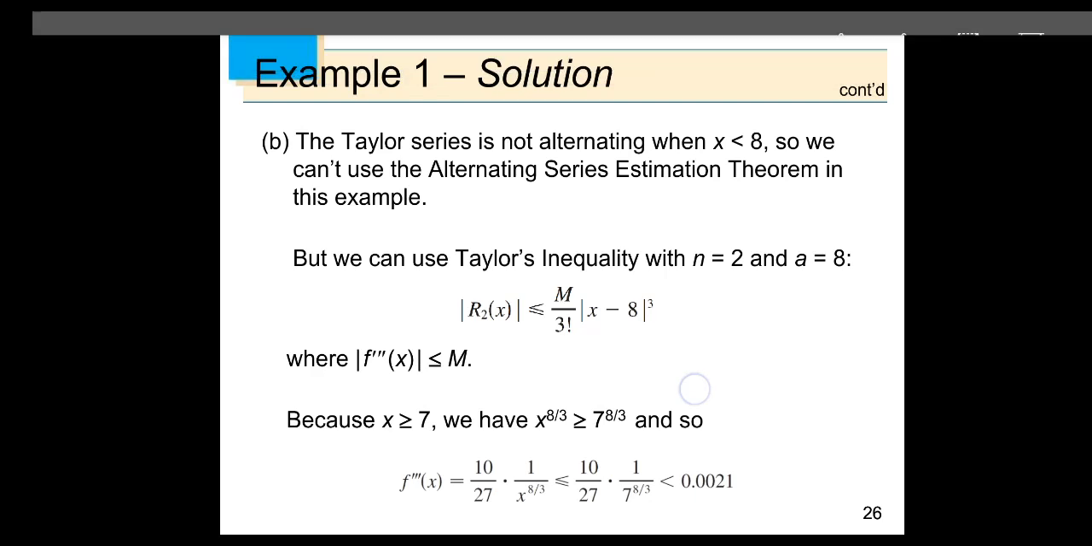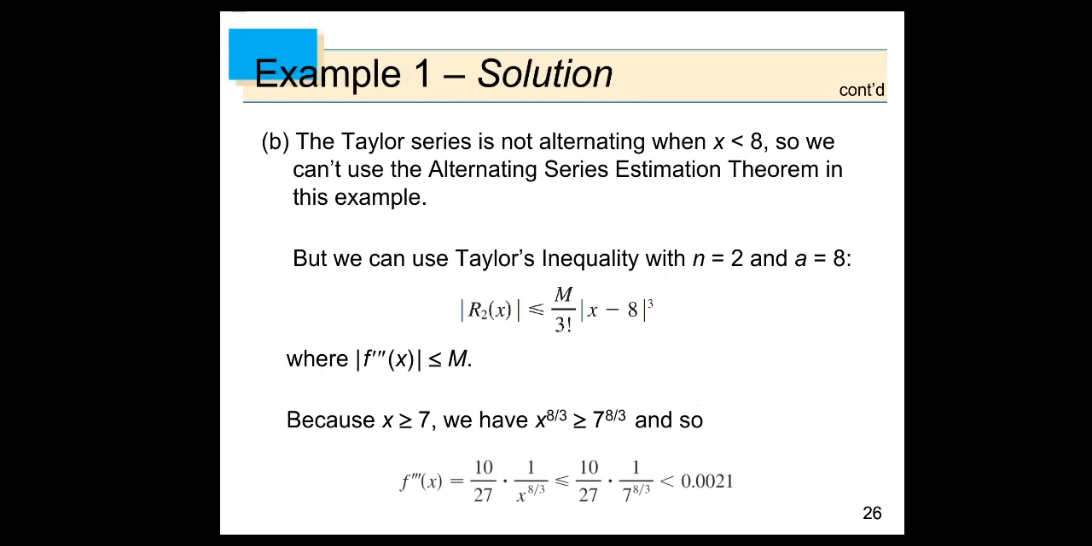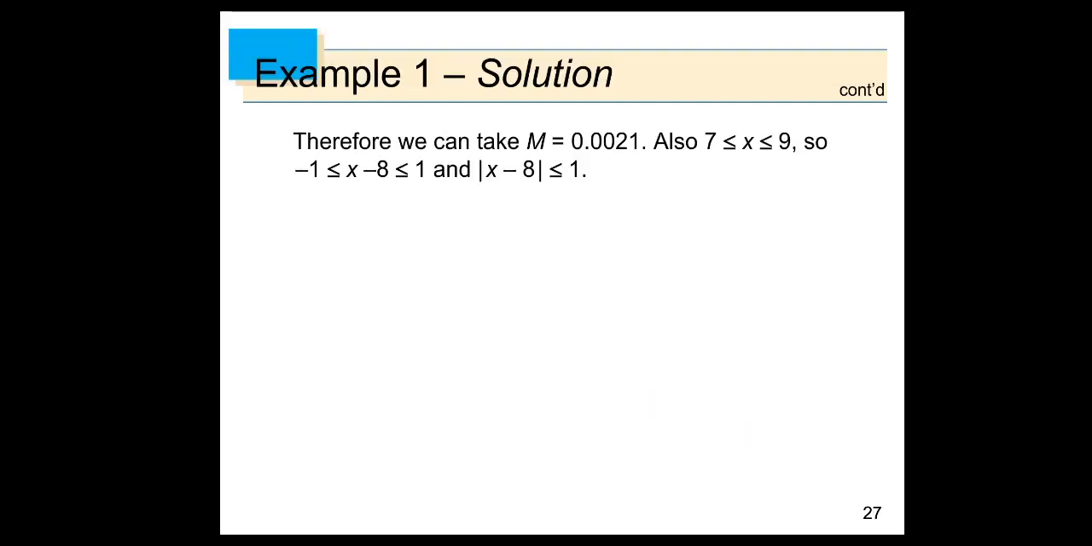Because x is greater than or equal to 7, we have x^(8/3) greater than or equal to 7^(8/3). So the third derivative of f(x) is less than 0.0021. Therefore, we can take M equal to 0.0021. Also, we have x greater than or equal to 7 and less than or equal to 9, so x minus 8 is greater than or equal to minus 1 and less than or equal to plus 1. We can say that the absolute value of x minus 8 is less than or equal to 1.